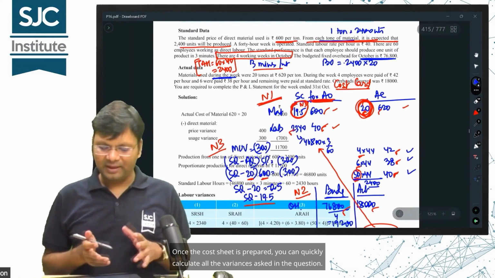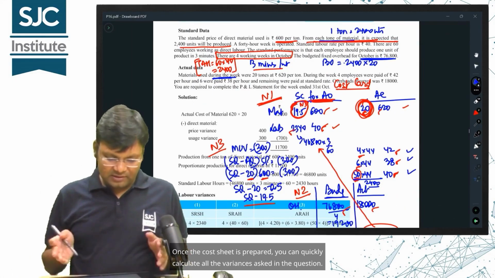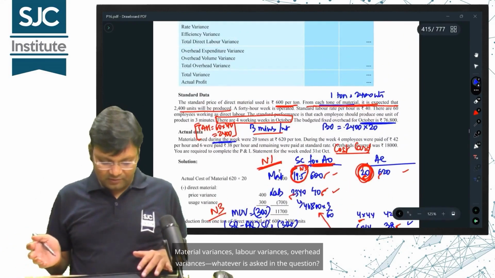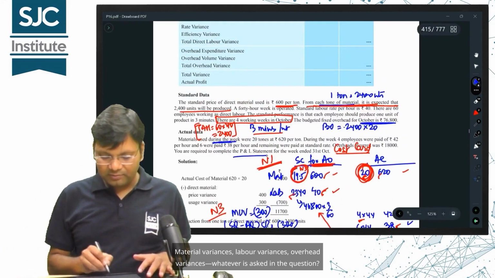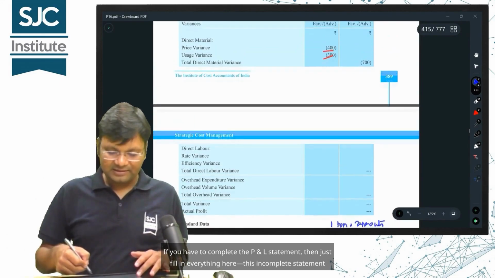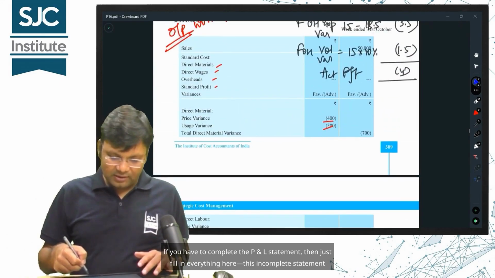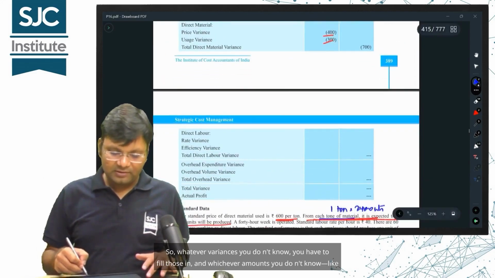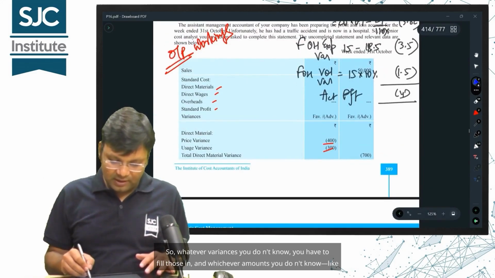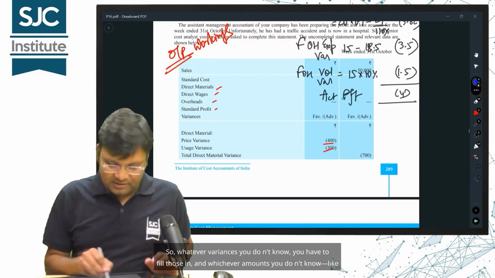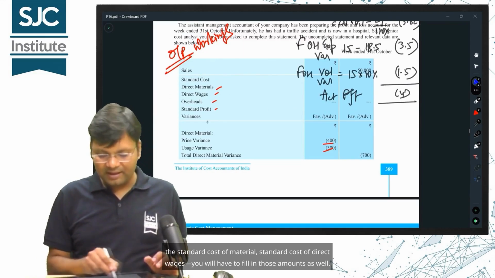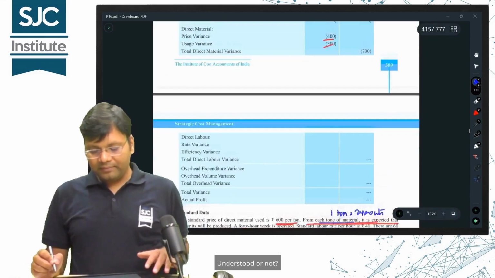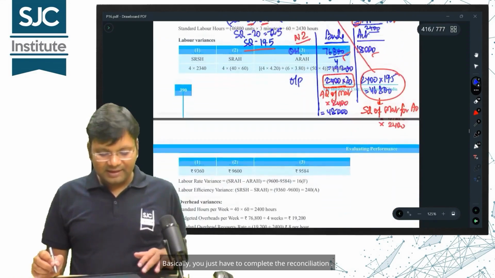Once the cost sheet is prepared, you can quickly calculate all the variances asked in the question. Material variances, labor variances, overhead variances, whatever is asked in the question. If you have to complete the P&L statement, then just fill in everything here. This incomplete statement given here is what you need to complete. So, whatever variances you don't know, you have to fill those in, and whichever amounts you don't know, like the standard cost of material, standard cost of direct wages, you will have to fill in those amounts as well. Understood or not? Basically, you just have to complete the reconciliation.